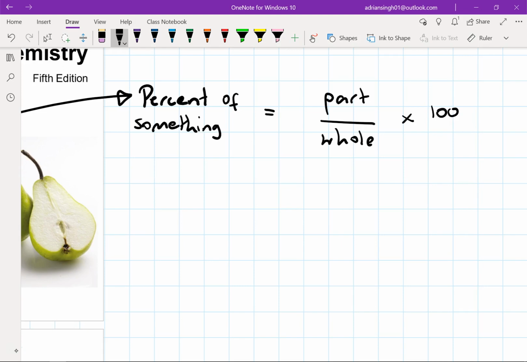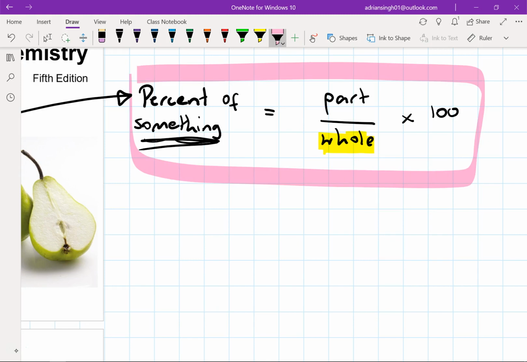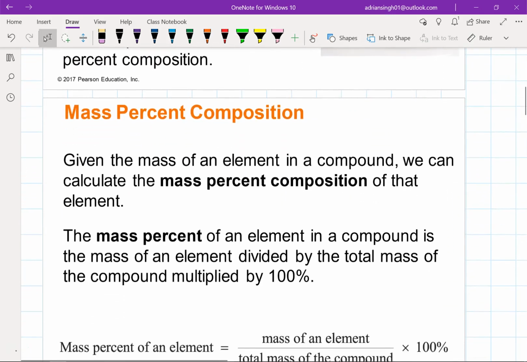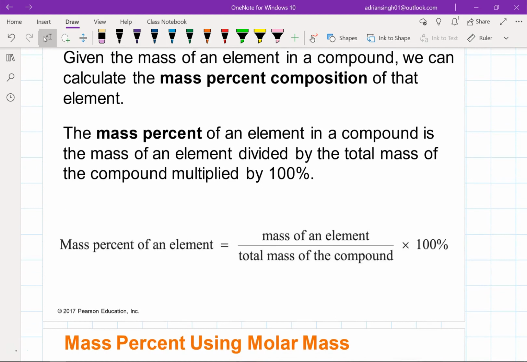So we're looking at that fraction, whatever fraction of that substance is made up of that thing that we are concerned with, divided by the entire substance, the whole, times 100. We're going to be using this percent relationship now and apply it to our chemical compounds, specifically by looking at the formulas. So when we talk about the mass percent composition, what we're looking at is the mass of that element in that compound divided by the total mass of the compound times 100 to give us our percentage.